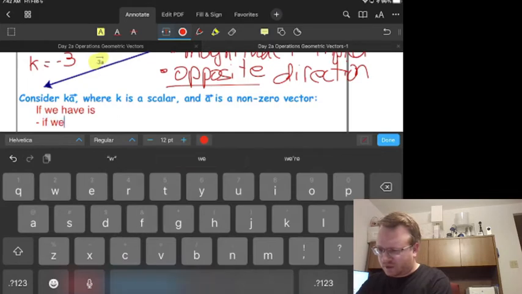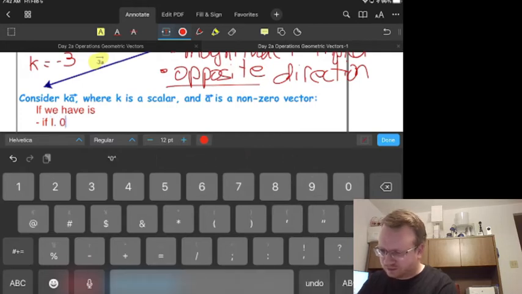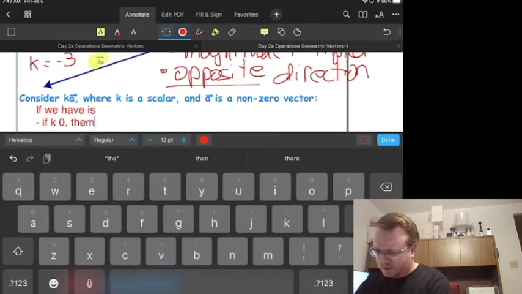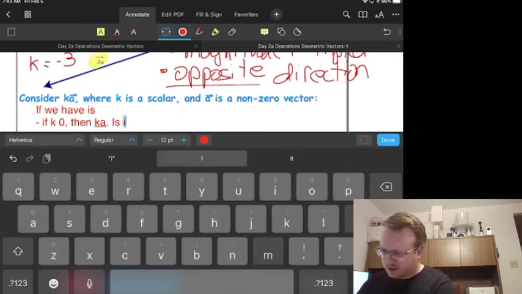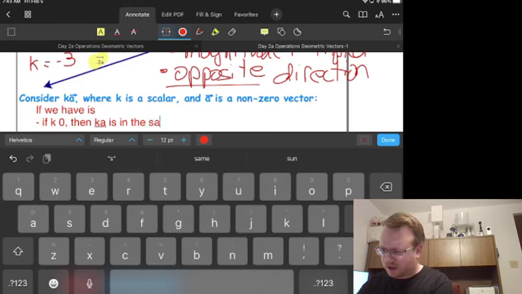All right. If k is greater than 0, and I'll fill in some of the blanks with writing in a moment rather than typing, then Ka is in the same direction as a with a magnitude of k times the magnitude of a.